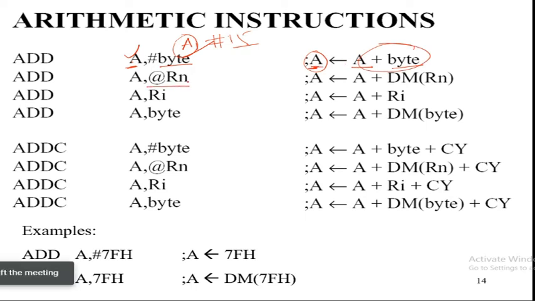Here @Rn is given, where n is ranging from... What is the range of n? What is the value of n? 0 to 7, sir. Yes, right. So @Rn, in the sense, it may be any of 0 to 7.